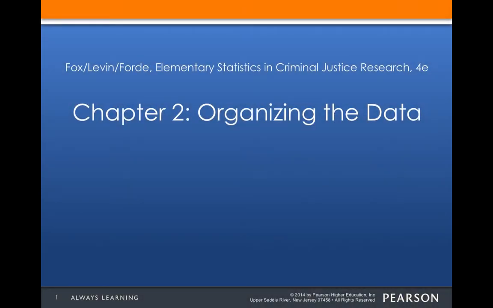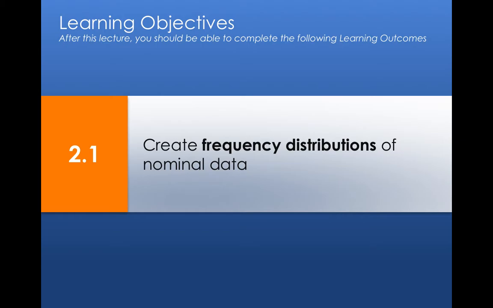Okay, folks, chapter 2 is going to talk about the ways that we organize data when we're doing research. So one of the first things we're going to talk about is what's called a frequency distribution, and we're going to look at nominal level data. Remember that nominal level data is data that has a name. It can't be ordered, and it doesn't have an equal distance between each of the potential options.